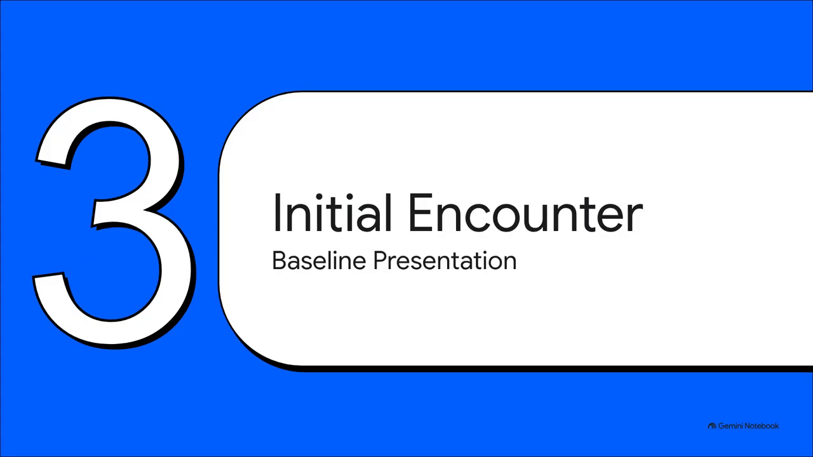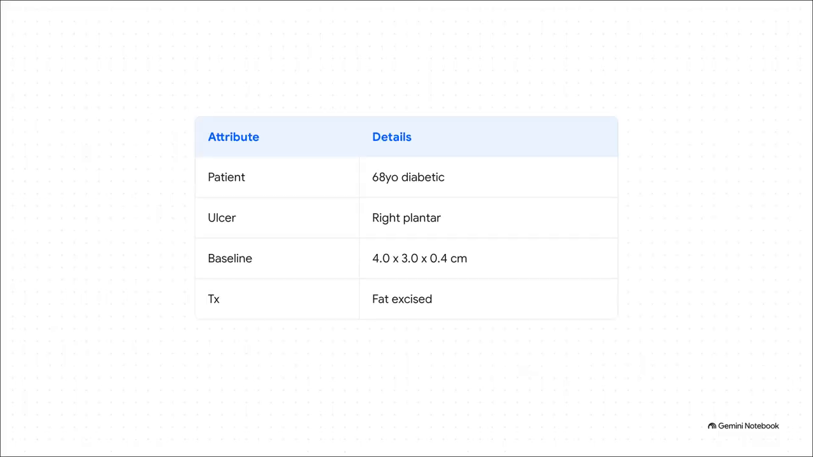Okay, let's see this in action. Section 3, the initial encounter and baseline presentation. Let's put Step 1 of our framework to the test with a real-world chart. Picture this. Our baseline patient is a 68-year-old diabetic presenting with a chronic right plantar foot ulcer. It's been there for 6 weeks and is totally failing standard conservative care. Our baseline measurements are 4.0 centimeters by 3.0 centimeters with a depth of 0.4 centimeters. The provider notes moderate drainage, slough, and critically, that necrotic subcutaneous fat was surgically excised using a curette.